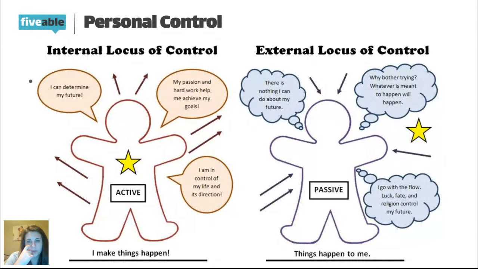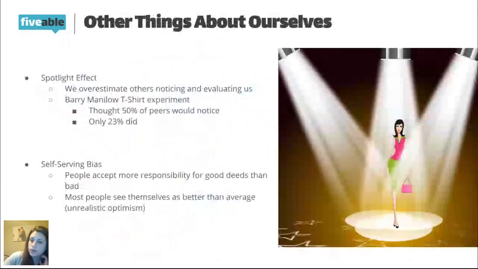Just some other things that were thrown in the book. The spotlight effect was also in this unit, and this is particularly important for teenagers. But basically, we overestimate how others notice and evaluate us. There was an experiment with some silly Barry Manilow t-shirt, and basically everybody thought people were staring at them and judging them, and that all kinds of people would notice them. And basically what the study shows us is we greatly overestimate how much people notice us and how much people care about us, which maybe makes you feel a little better, right?